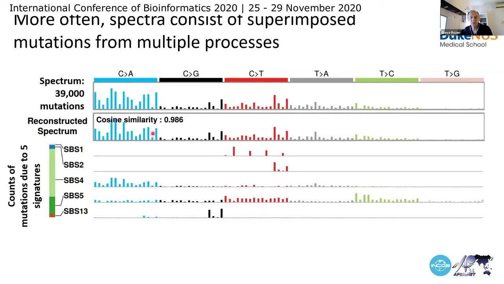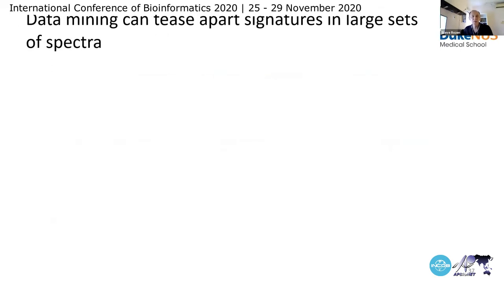And there's the reconstructed spectrum. So this is basically composed by a coefficient for each of these signatures that then gives you, when added together, a reconstructed spectrum. And we often use cosine similarity as a measure of similarity, so this is quite similar. So data mining can tease apart signatures in large sets of spectra.